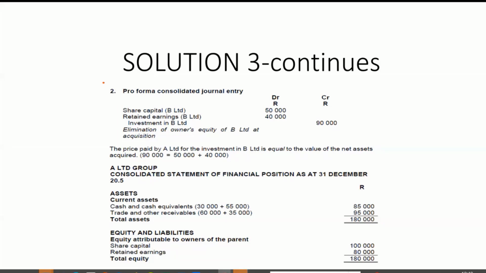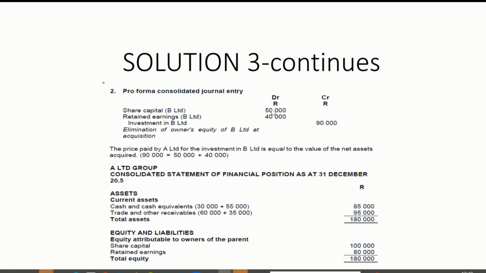Then we have A Limited's consolidated statement of financial position. We have current assets: cash and cash equivalents was 30,000 plus 55,000, which is 85,000. Trade and other receivables 60,000 plus 35,000, 95,000. Then we have equity and liabilities. Equity: share capital was 100,000. Retained earnings is 80,000.